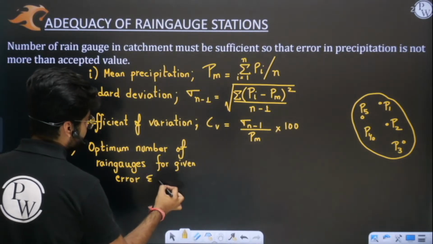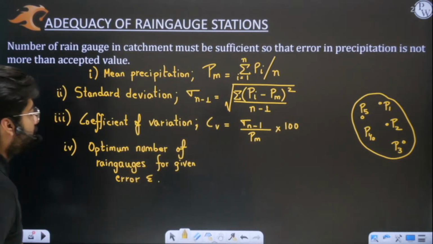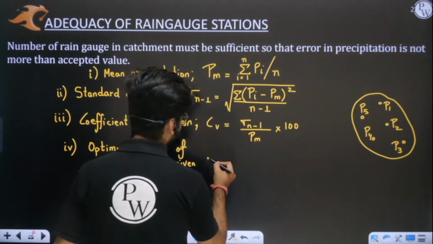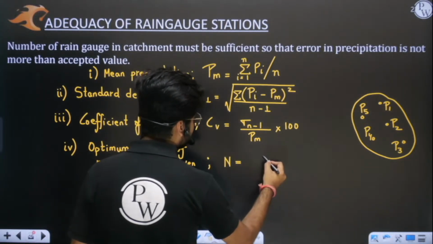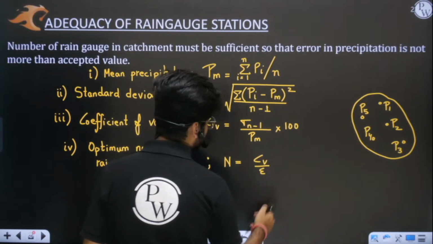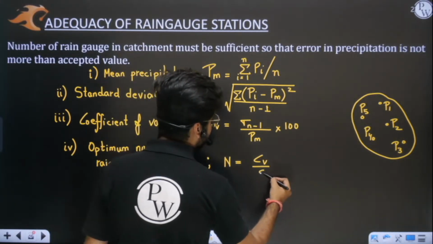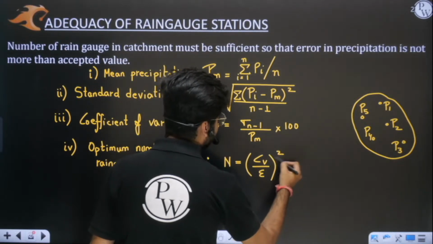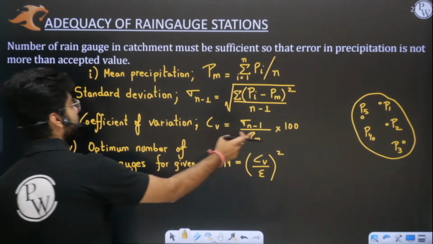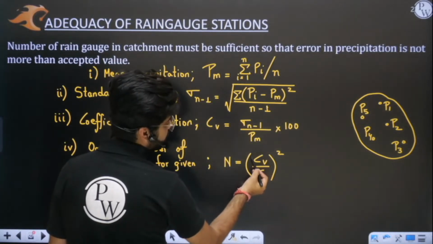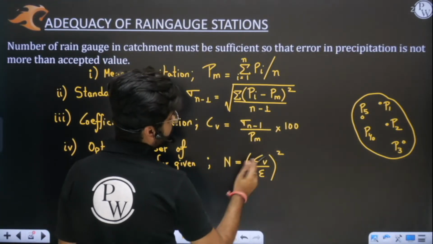For given error epsilon, this is the main formula, and it will be denoted by capital N. Capital N is the main formula, which is none other than CV upon error whole square, because in questions error will be given to you. You have to put it here in percentage. Why? Because CV is also in percentage.